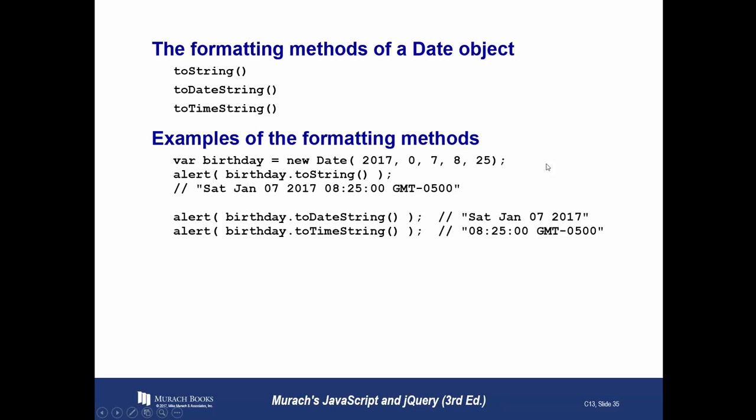All right. Some of the formatting methods you can use with a date object include toString, which returns a string containing the date and time in the local time zone of the client machine or the user's machine. ToDateString returns a string representing just the date. And ToTimeString returns something representing just the time. And you can see some examples right here.